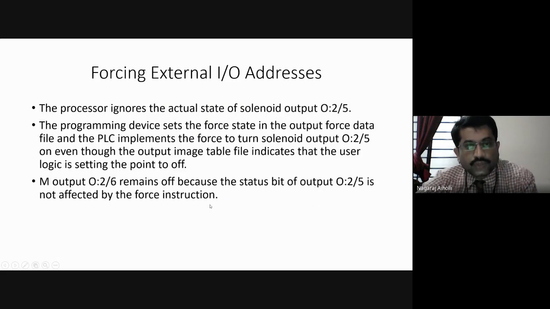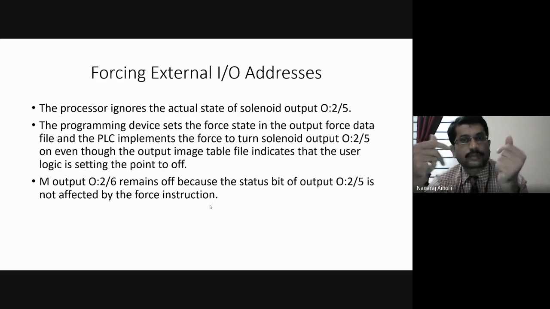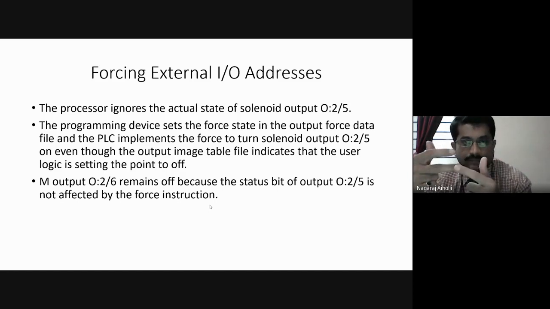Suppose we have connected 2 outputs. That's what I told at the beginning. We have connected 2 output devices to the PLC, and if you are forcing only one output device, the other output device will not be affected. There are 2 output devices connected to the PLC. If we are forcing the first one to go from off to on state, the second one will not be affected. It will remain in the same state.